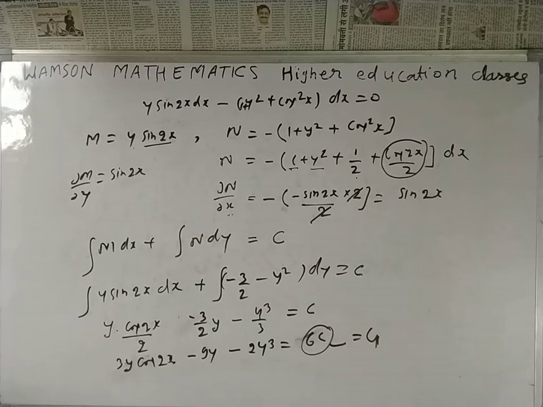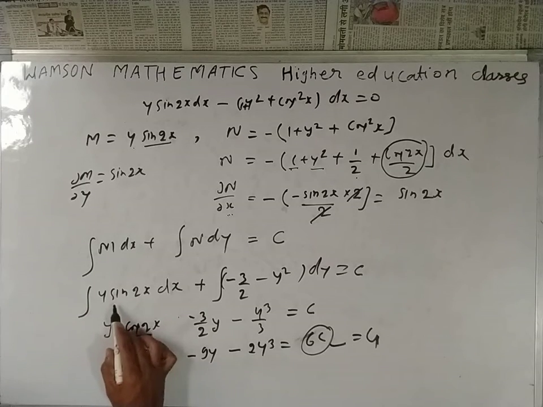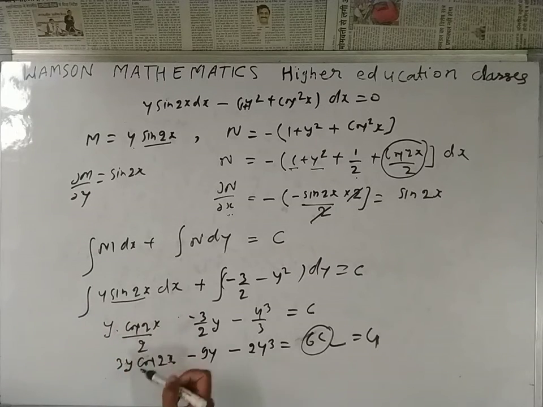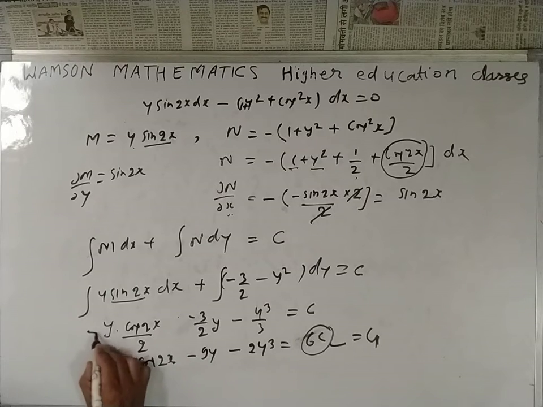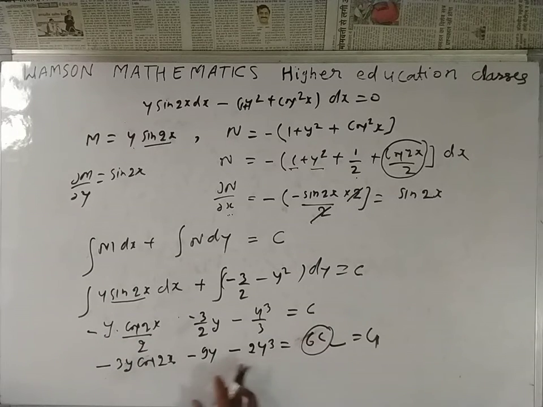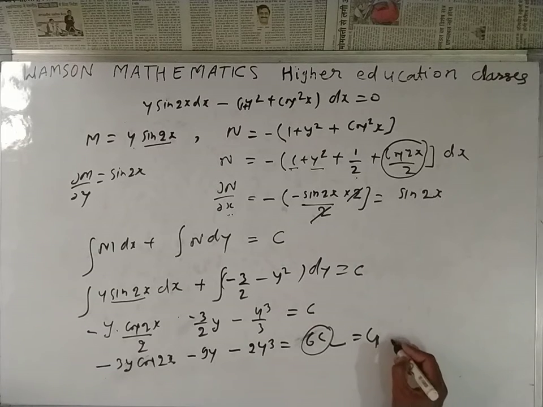So here is a mistake. What mistake? The integration of sin 2x is minus cos 2x. So here it is minus, now this negative, this negative, this negative, so we can choose. This is our answer.